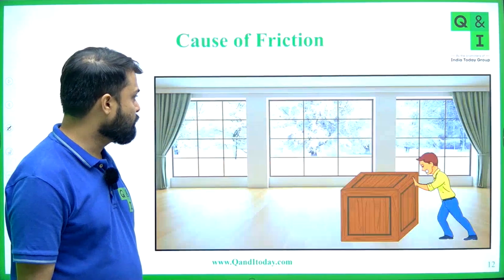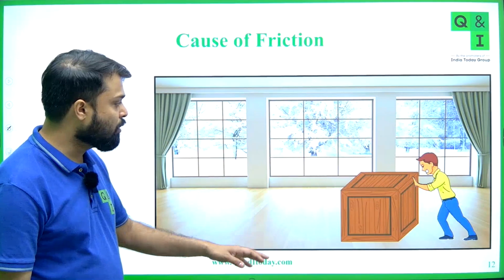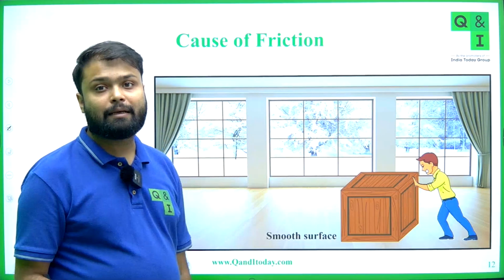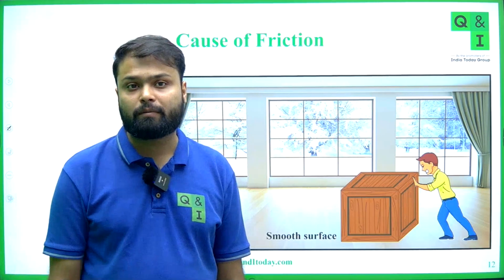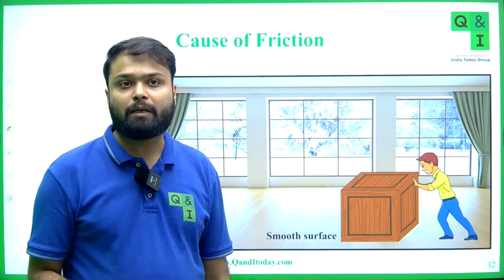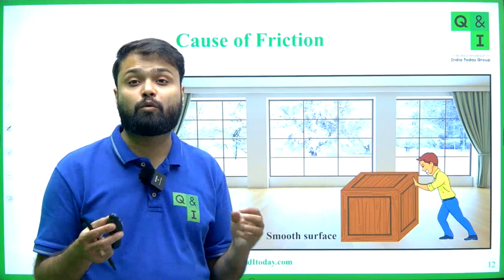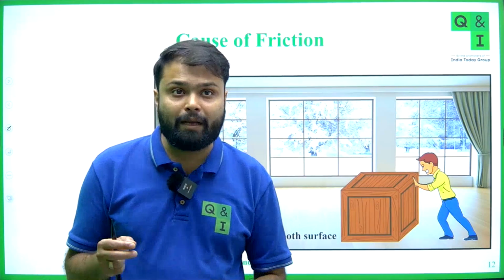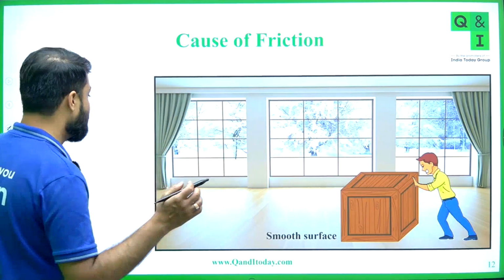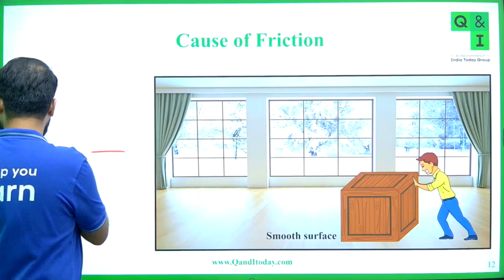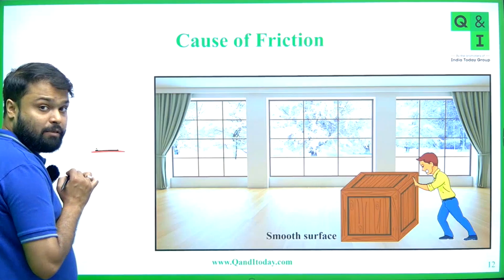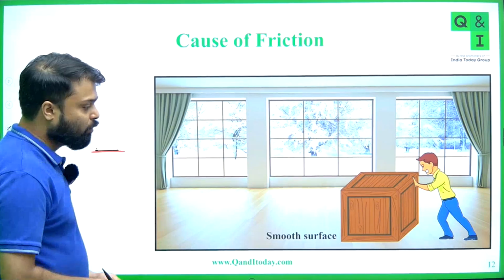Now again suppose there is a box and we try to push it on a smooth surface. Can anyone tell me, is there any surface which is perfectly smooth, meaning there is no roughness? Not possible. There is no surface possible in this universe which is perfectly smooth. If you see microscopically at the atomic level, even if you have taken a very smooth surface, there is some irregularity present between the two surfaces. We will talk about this later.